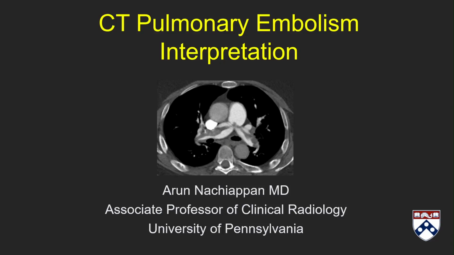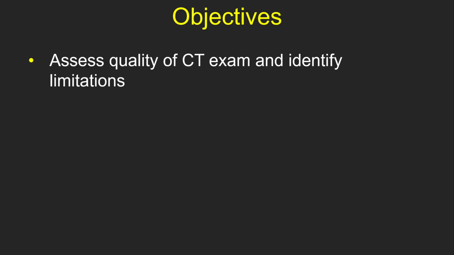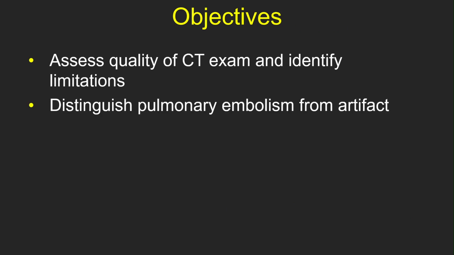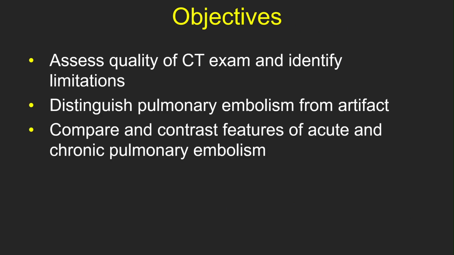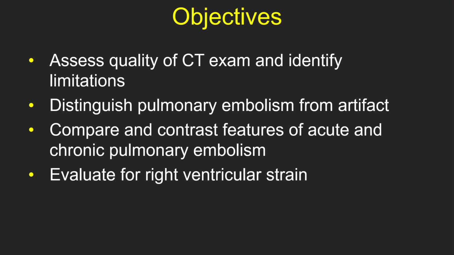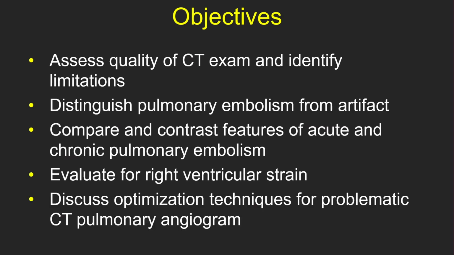This is an introductory lecture on CT Pulmonary Embolism interpretation. At the end of this session, you should be able to assess quality and identify limitations, distinguish PE from artifact, compare and contrast acute and chronic PE, evaluate for right ventricular strain, and discuss optimization techniques.